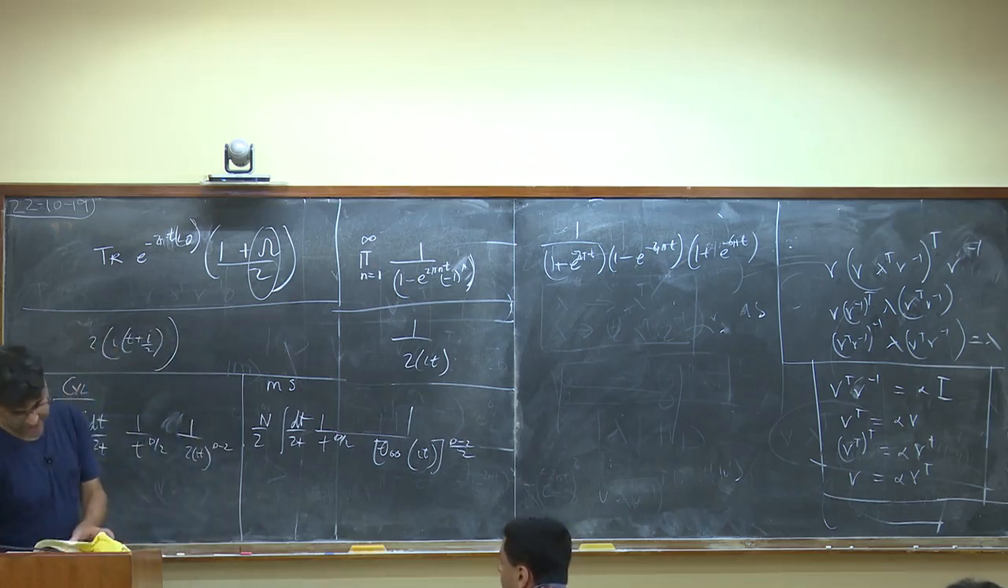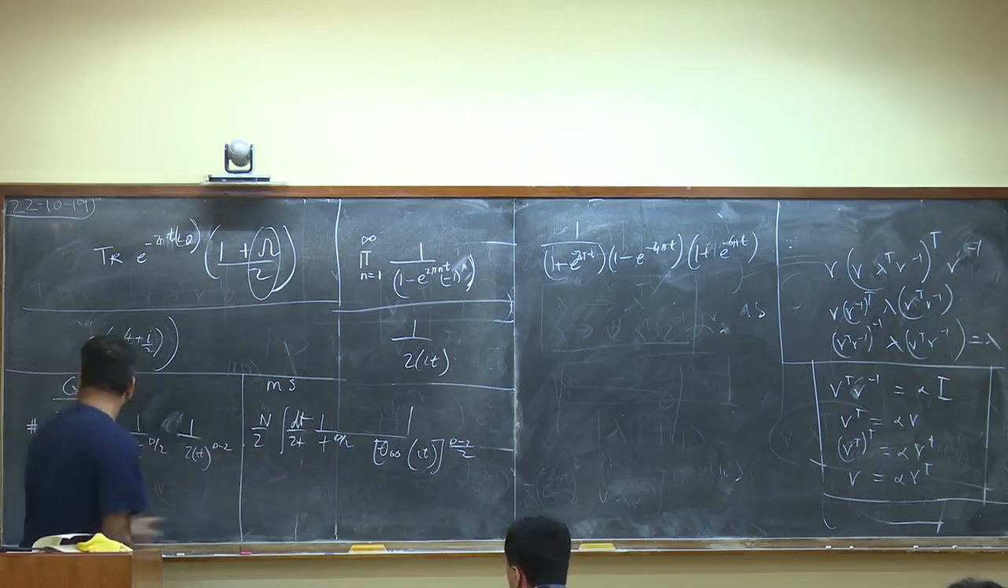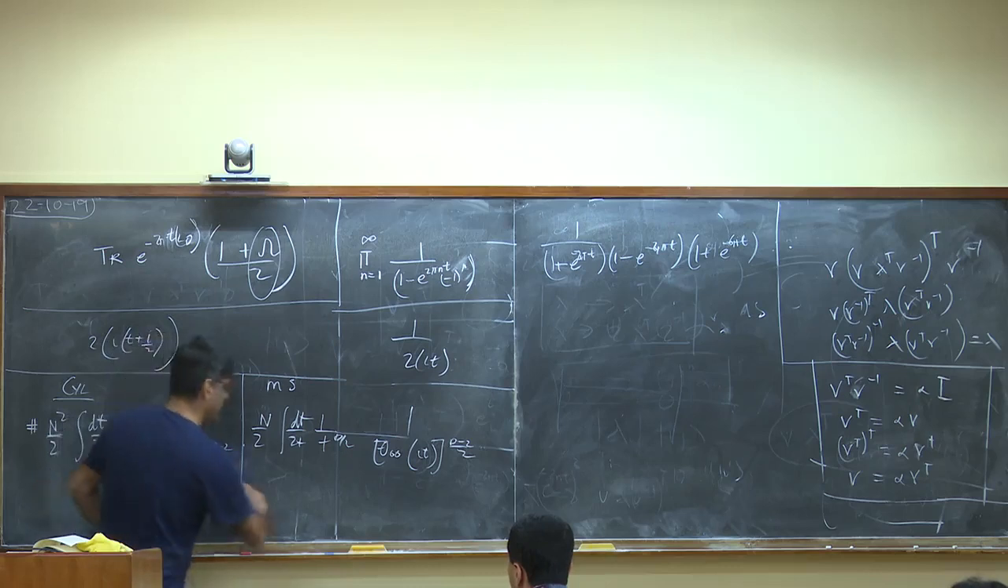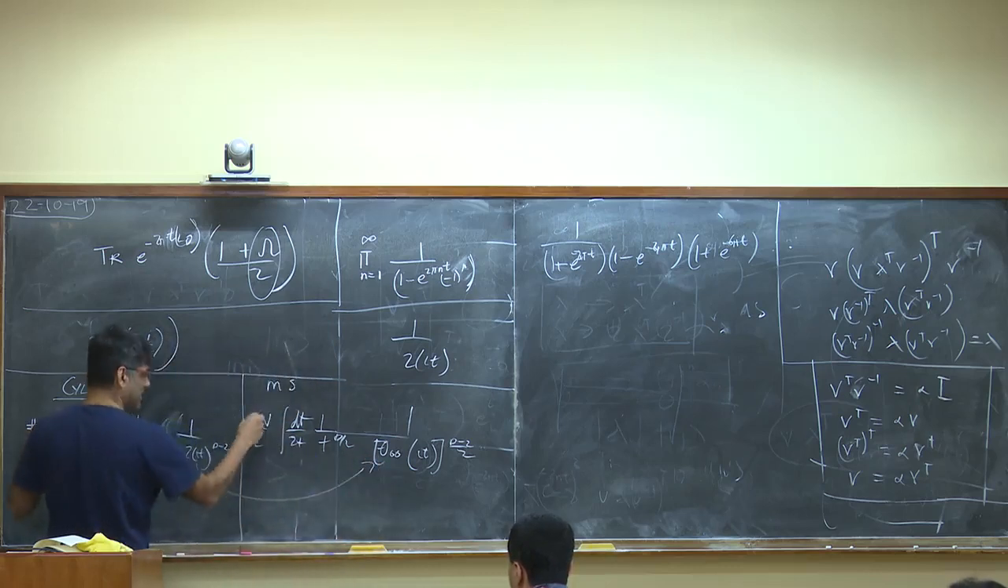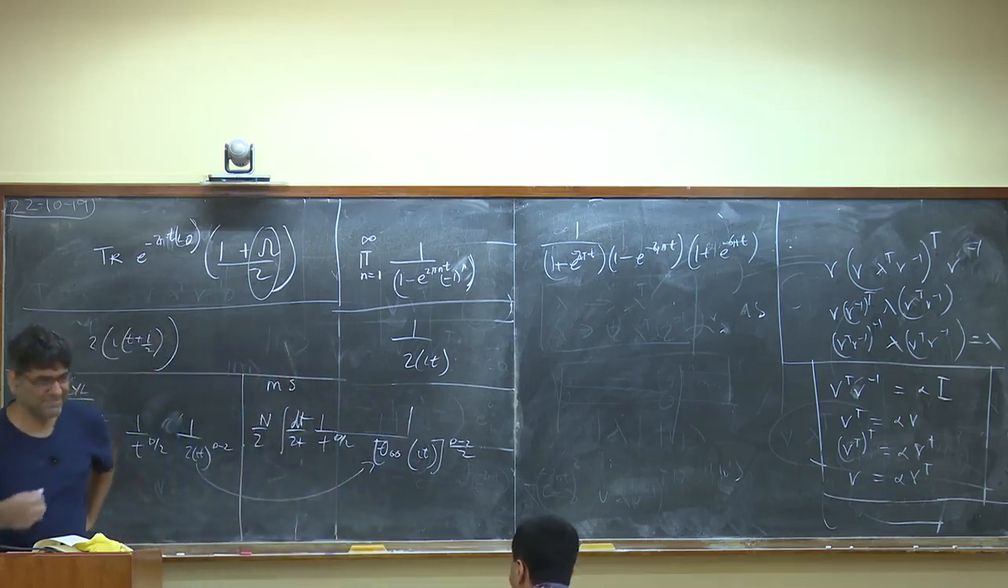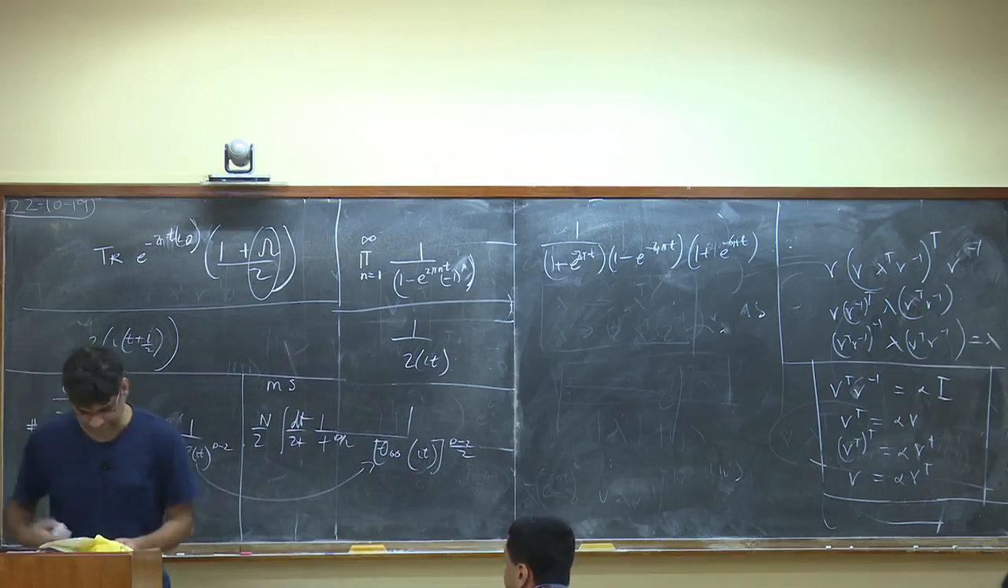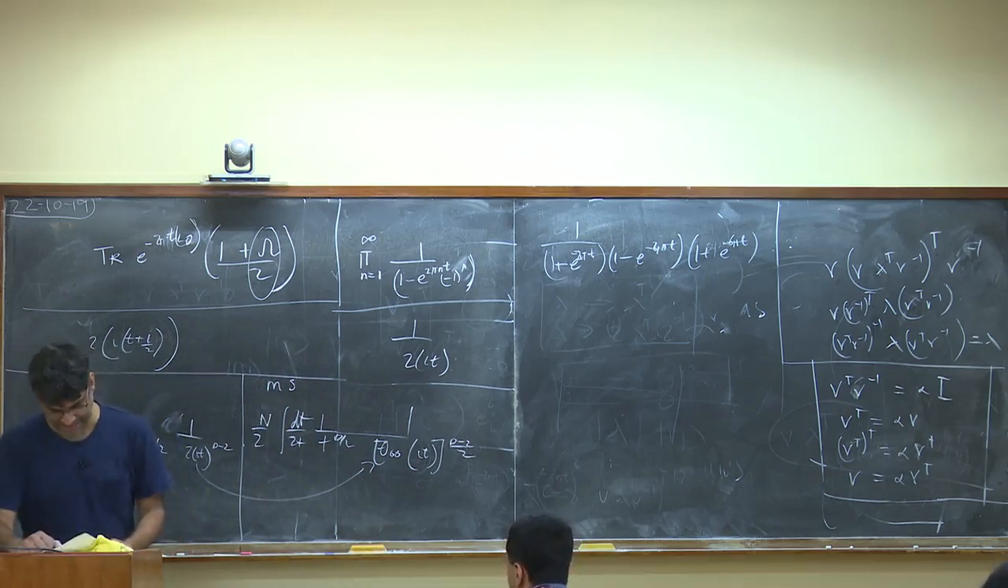Let me just check the normalizations. There's the 4 here, the 4 here, t to the power d by 2. All that has changed is that this has become this and this n squared has become a. All good?